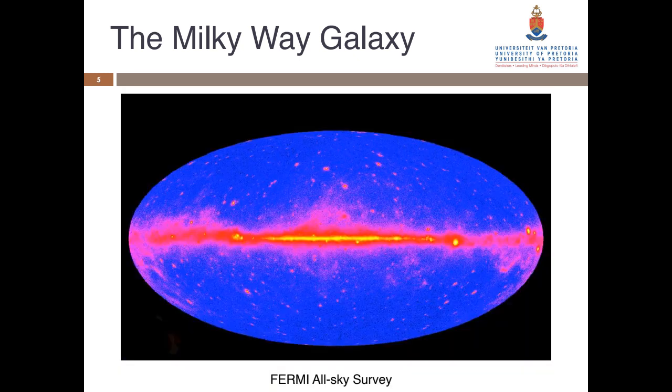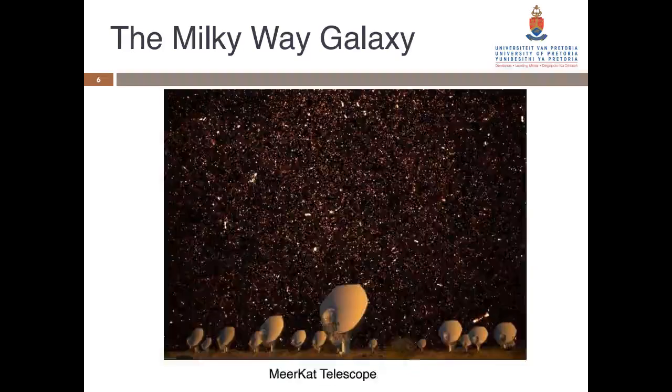Something interesting. This is called the Fermi All-Sky Survey. It was taken with the Fermi X-ray telescope. This is an X-ray image of the center of our own galaxy, looking through our own galaxy. Here we can see the center. We can see a lot of X-rays, meaning there's a supermassive black hole. But there are also other X-ray sources that we can see.